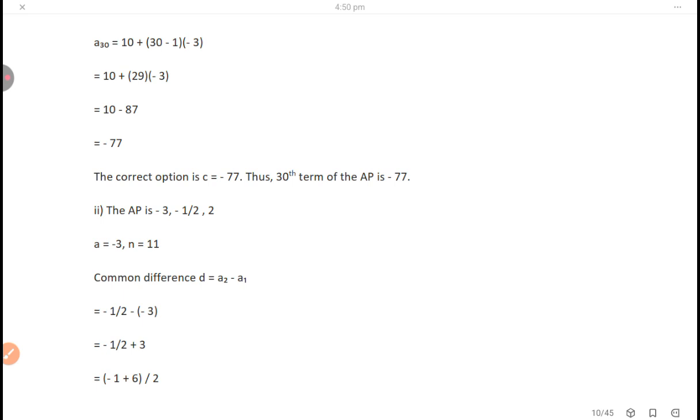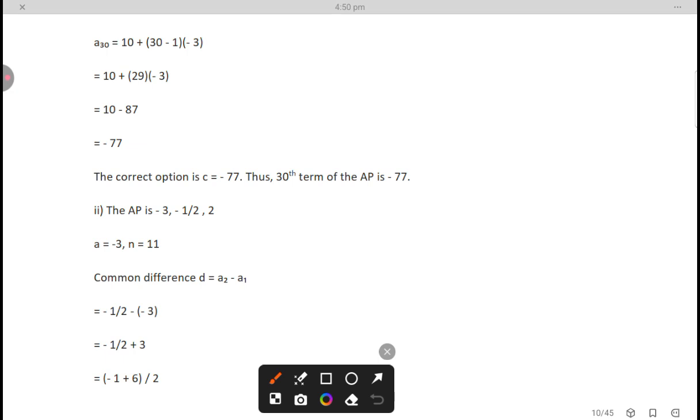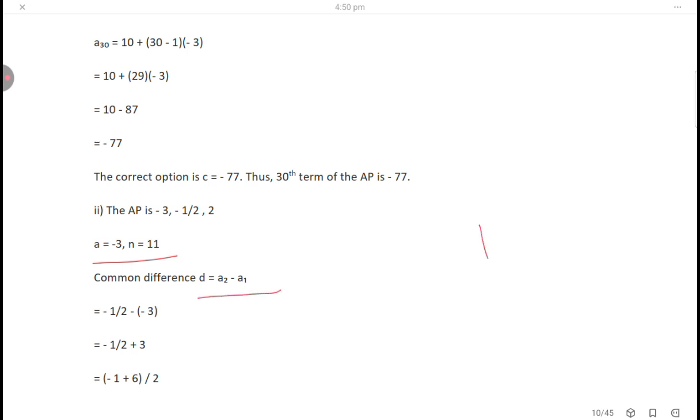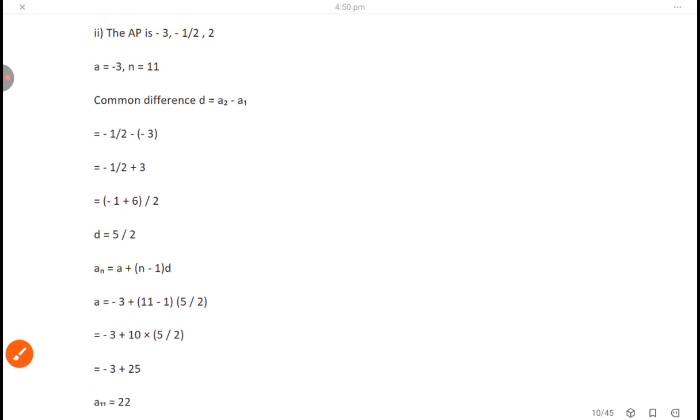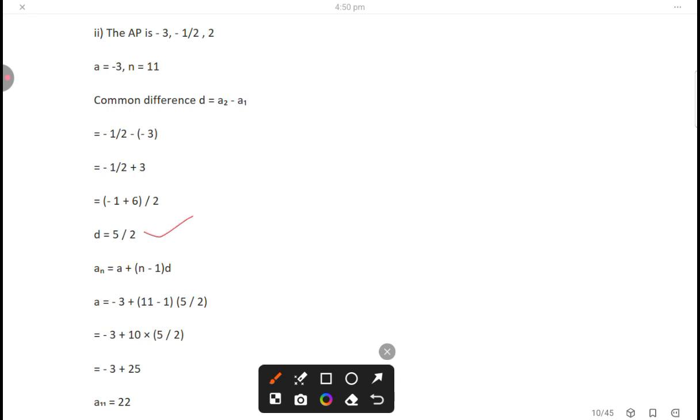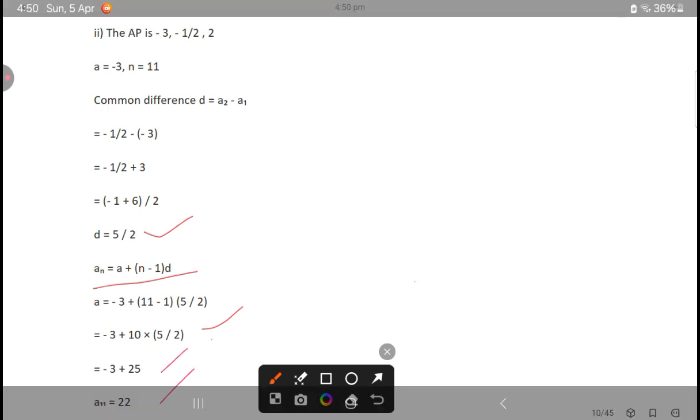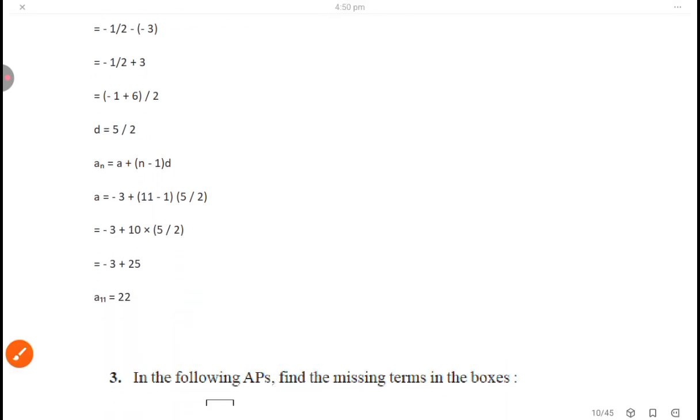Another question. The AP is minus 3, minus 1/2, 2. a equal to minus 3, n is equal to 11. The common difference you have to find. So d we got as 5/2. So a11 equal to minus 3 plus 11 minus 1 times 5/2. So you can find a11 as 22.